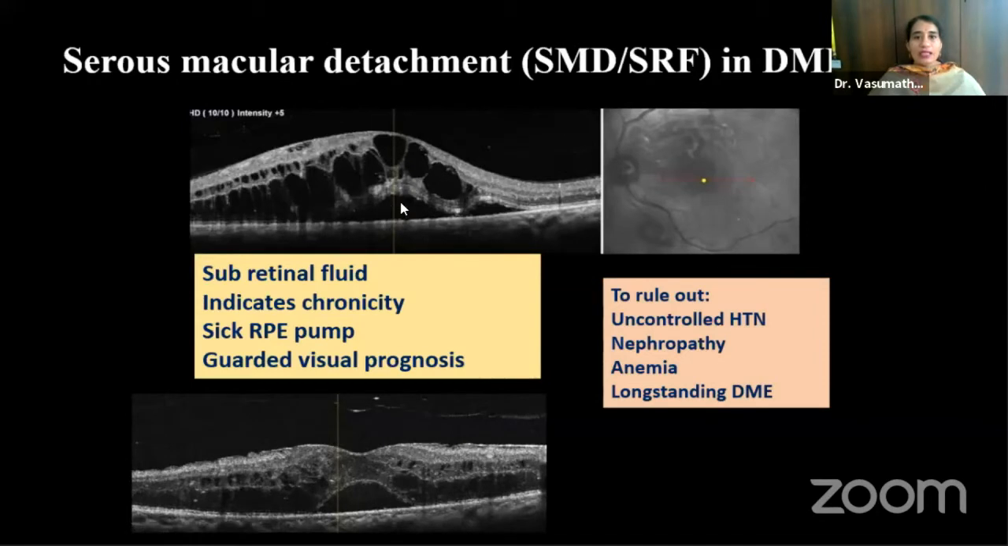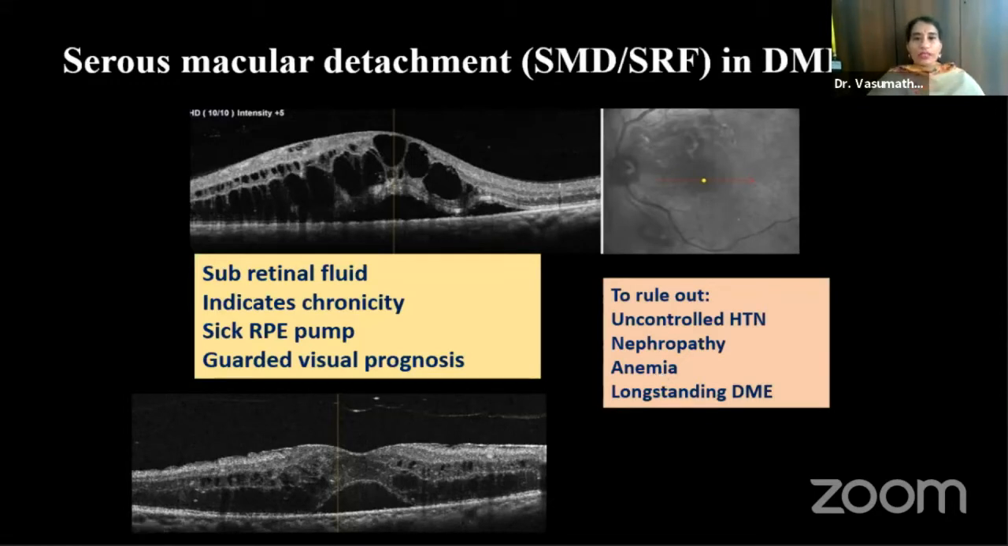It basically indicates chronicity, and that the RPE pump, this is the RPE layer, and you see that it's quite thin. It's basically sick. It has a guarded visual prognosis, and usually these patients have nephropathy or uncontrolled hypertension or anemia or long-standing diabetic macular edema.